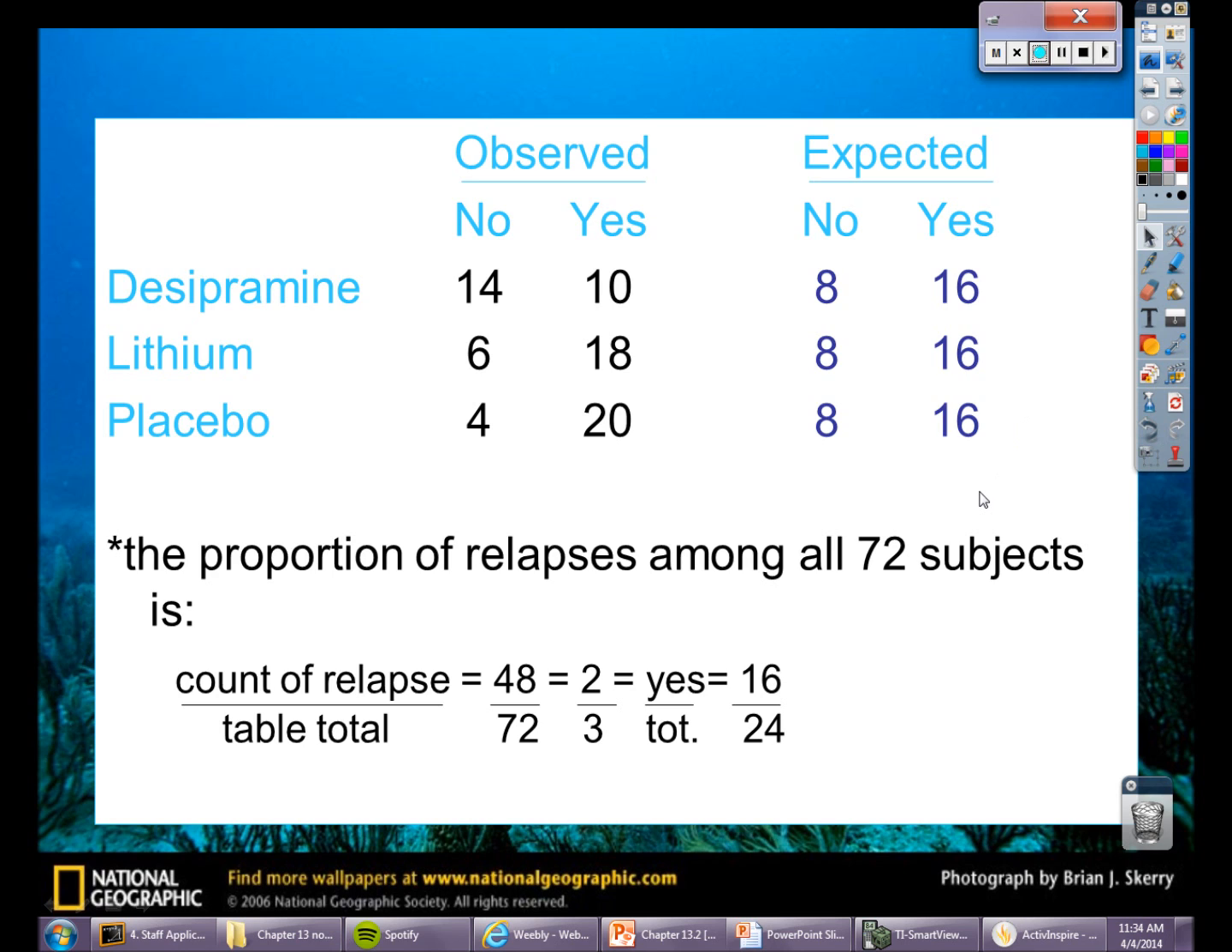My count of relapses, I had 48 people relapse out of 72, which is 2 to 3. Yeses to totals, which is my 16 to 24. 16 yeses out of 24 people, which is kind of what I would expect. Well, it does appear that desipramine does a little bit better job than the placebo. If you look, it has fewer relapses compared to the expected. I still actually have to run the chi-square test, though, to prove this.